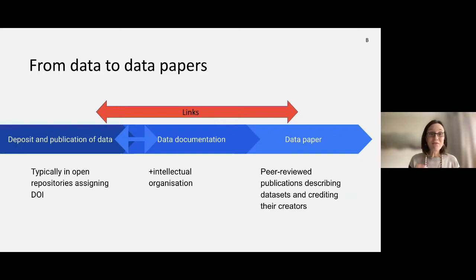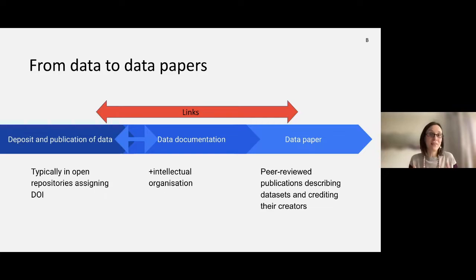So we can think of this research process as a continuum with three main stages. On one hand, we have the data that are collected and used by the researcher to collect evidence for their findings. And when the data set is in digital format, it can be deposited in an open repository, typically assigning a digital object identifier, and that can be a starting point for this process. But it doesn't end there, of course.